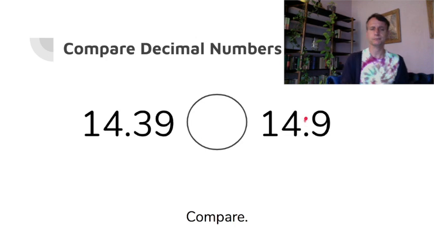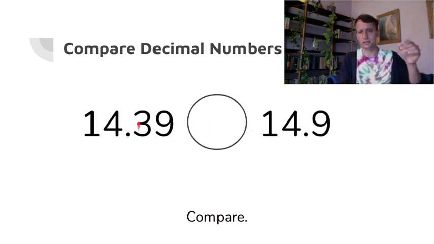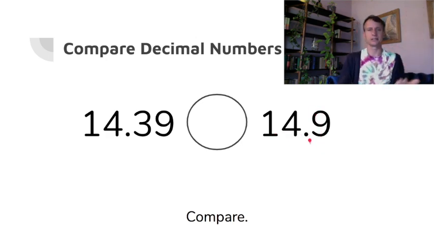Very good. All right, 14 and 39/100 compared to 14 and 9/10. Excellent. So what would be the error here? You had to say 9 is less than 39, of course. But let's look at this. 9/10 is how many hundredths?